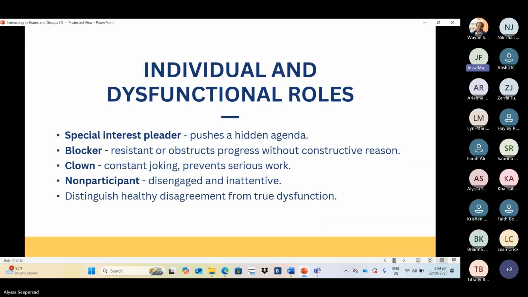Next is the blocker. This individual may resist or block any progressive action in the group by being negative or disagreeing with almost every opinion without any valid reason. We also have the clown. This person is constantly joking around and slacking off. They aren't taking the group work seriously and doing what they have to do. And lastly, there's the non-participant. This is generally someone who's not engaging in the group's discussions, and they aren't actively listening or paying attention.